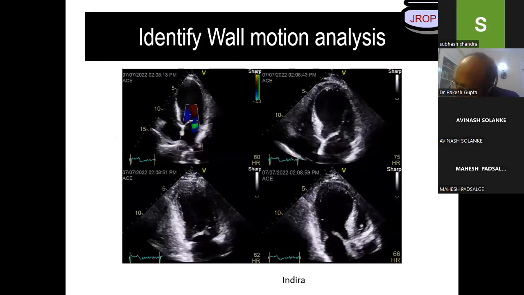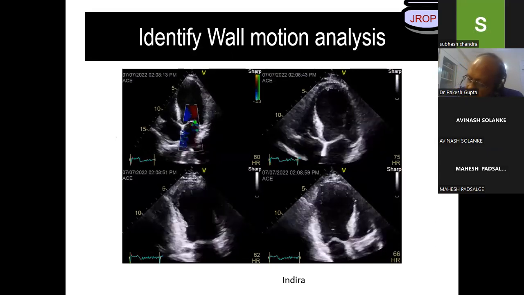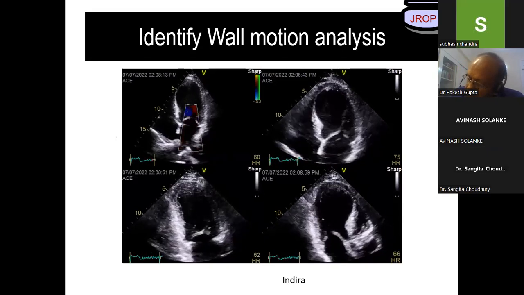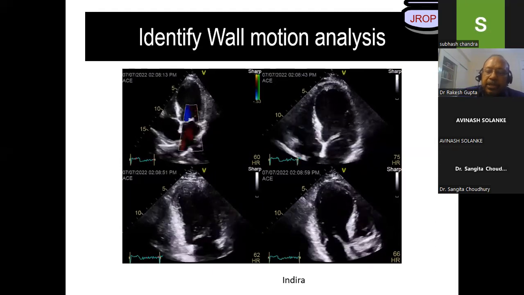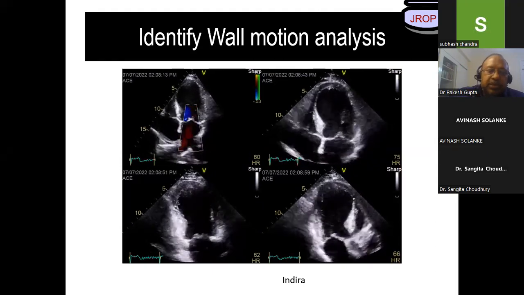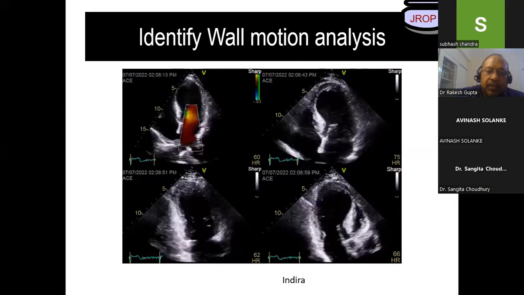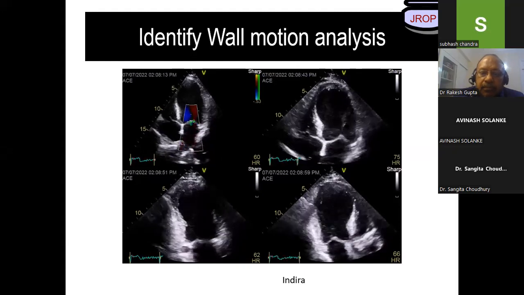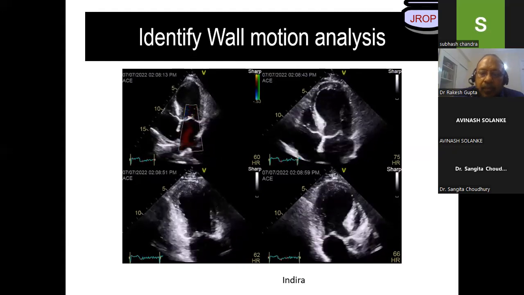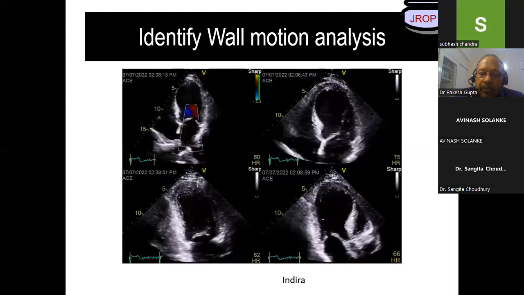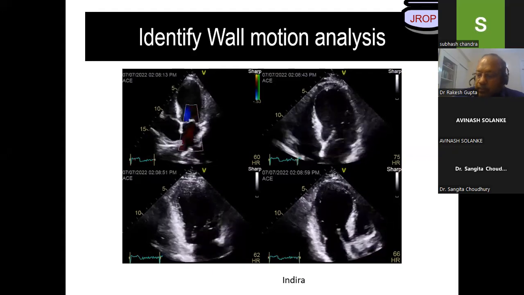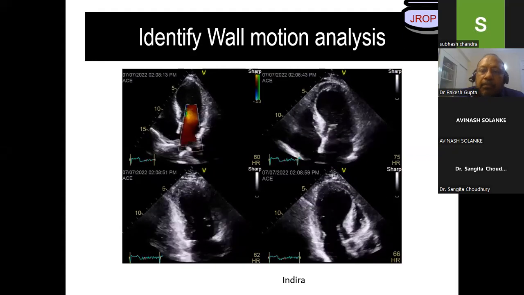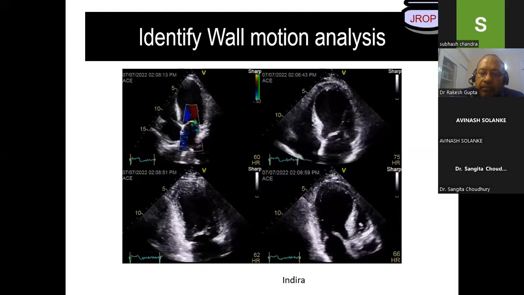Dr. Sangeeta Chaudhary. Yes, sir. Go ahead. Sangeeta, just tell me wall thickening abnormalities of this patient. Yes, sir. In the apical four chamber view, there is thinning and akinesia of the apical septum, and there is hypokinesia of the apical lateral wall also, sir.